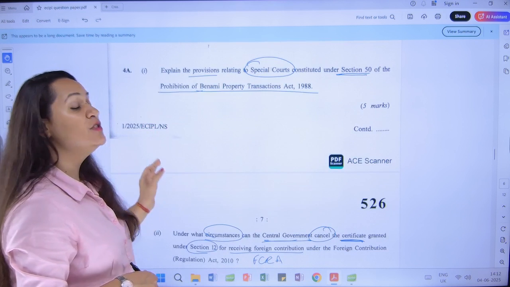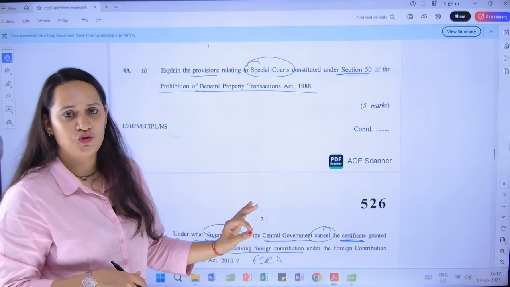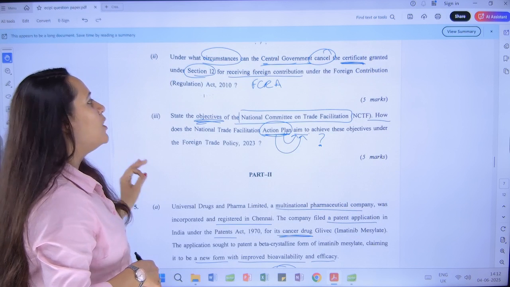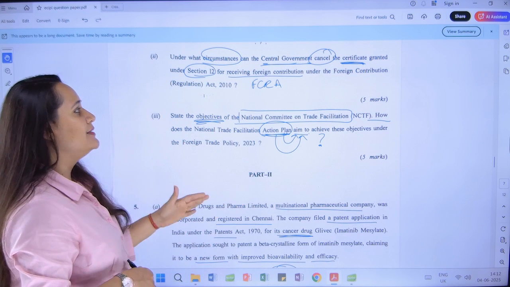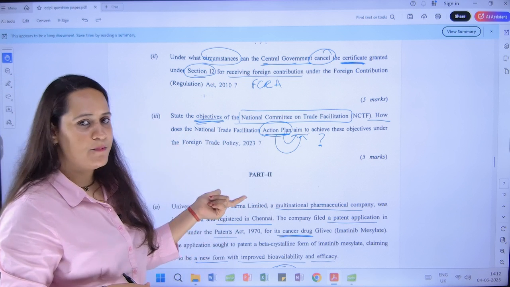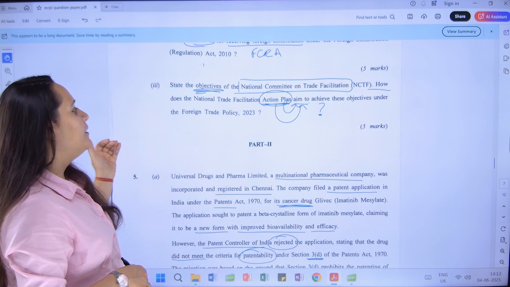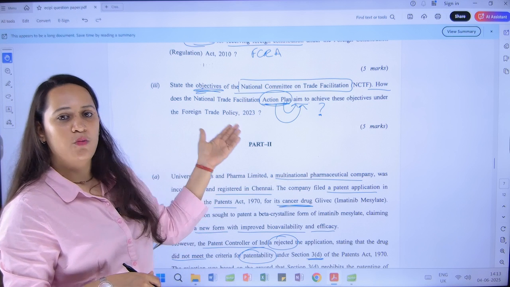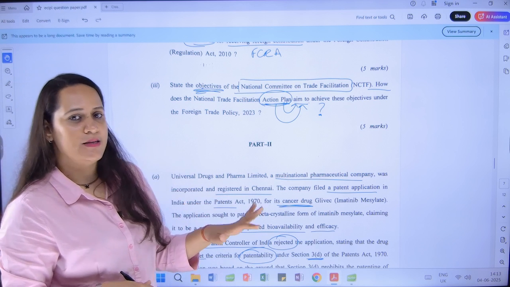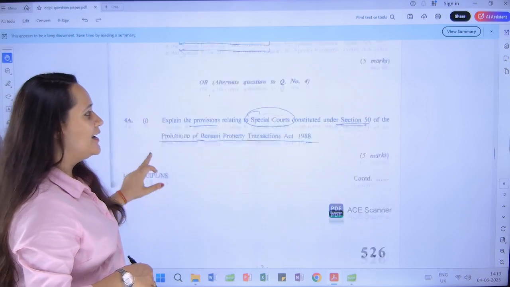Next, explain the provision relating to special courts under the Benami Transaction Act, section 50. They have provided the section number also to you. So it is a direct question. Again, all these questions are direct. Under what circumstances central government is permitted to cancel the license or certificate which is granted under section 12 for receiving foreign contribution under the FCRA provisions? Direct theory question. State the objectives of National Committee on Trade Facilitation and how the action plan will achieve the objective that has been laid down. Direct question from the Foreign Trade Policy of 2023. This is there in the amendment material. So direct theory questions. Last few questions are direct theory questions.